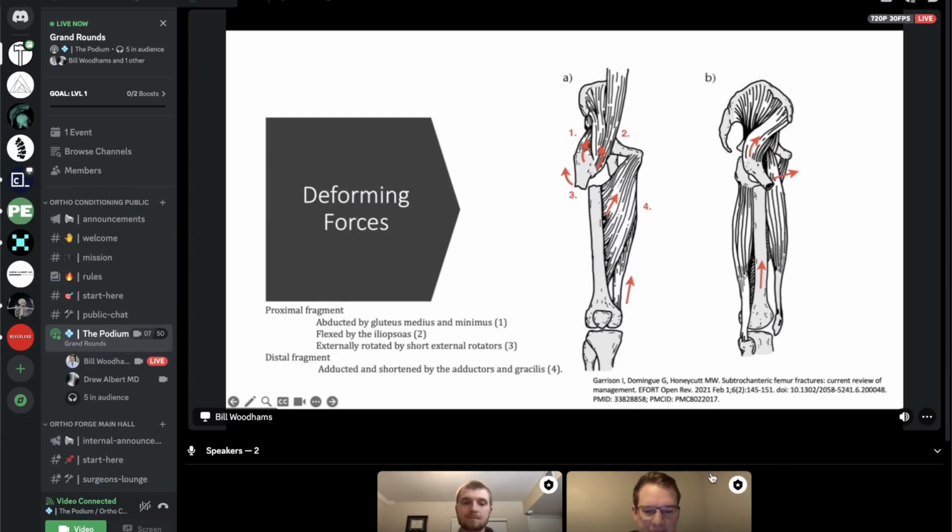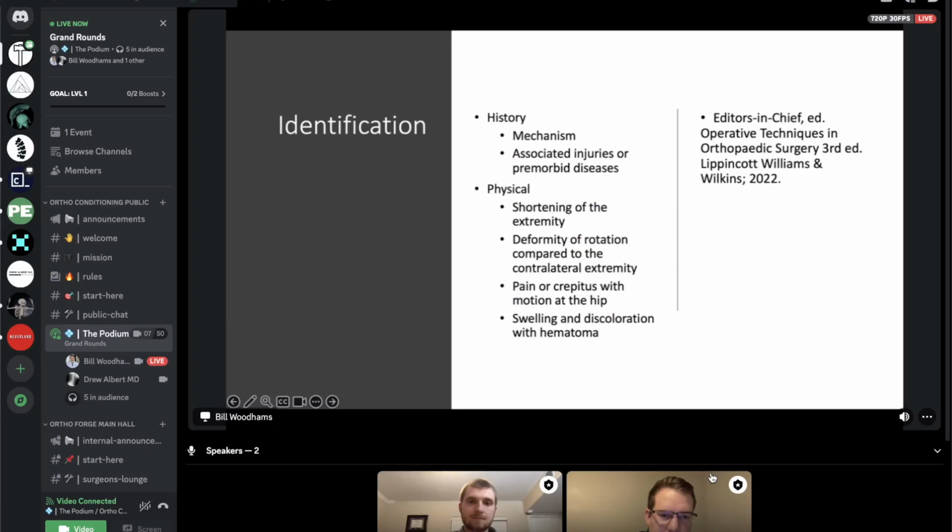So cool. And for identifying these types of fractures, again, you're looking at the mechanism, the age of the patient, all of the things that you normally would in a patient encounter, along with any associated injuries or premorbid diseases. On the physical, you're going to tend to see shortening of the extremity, along with rotational deformity compared to the contralateral extremity. You're going to see varus malalignment, and then pain or crepitus with motion of the hip. It's going to be quite painful. They broke their femur. And a lot of swelling and discoloration with an associated hematoma is very typical of a subtroch femur fracture.